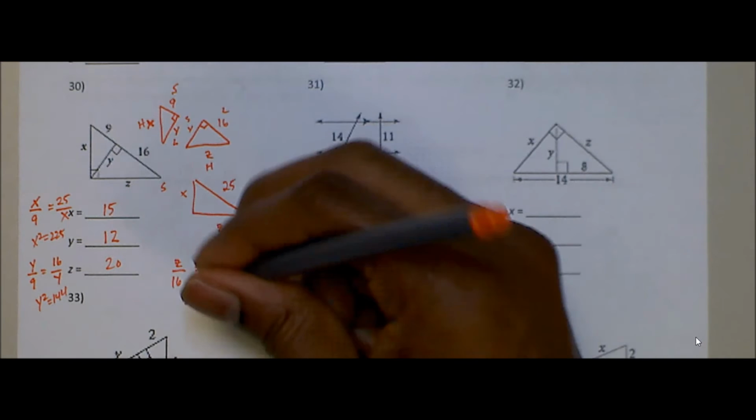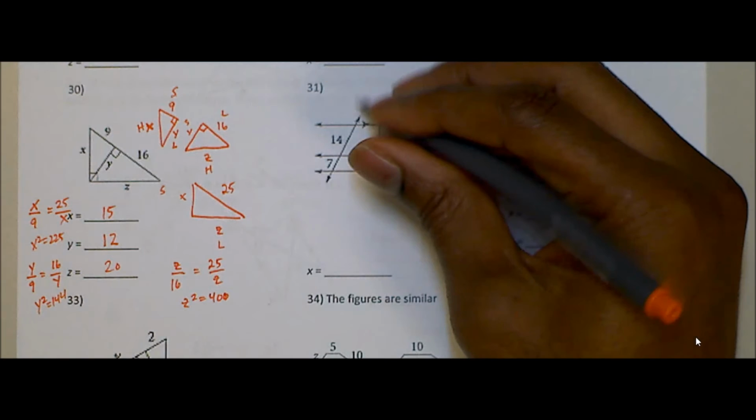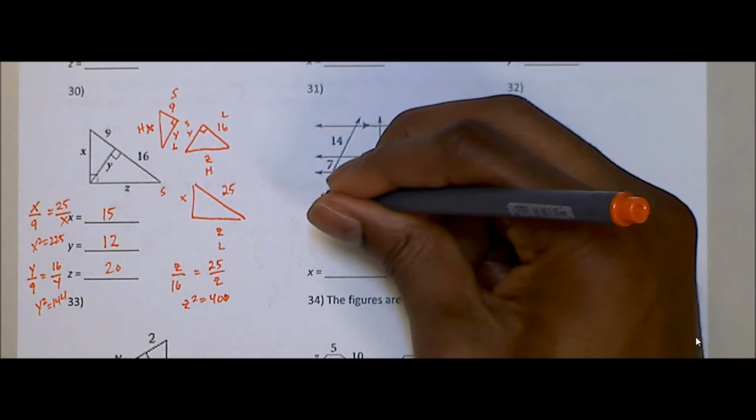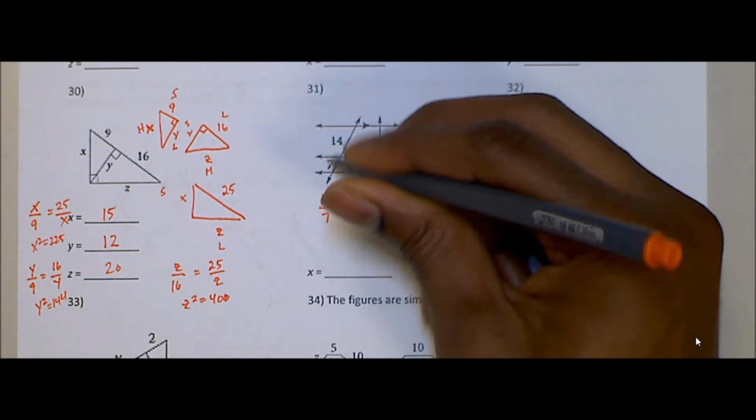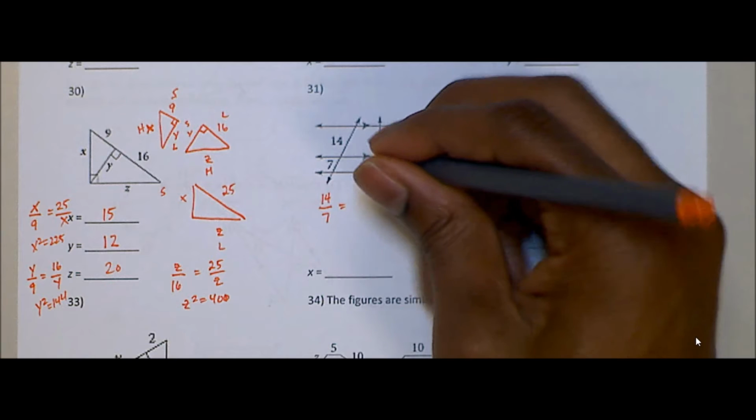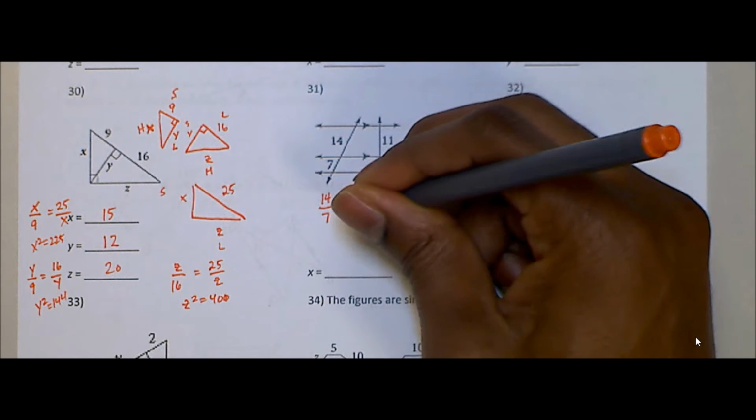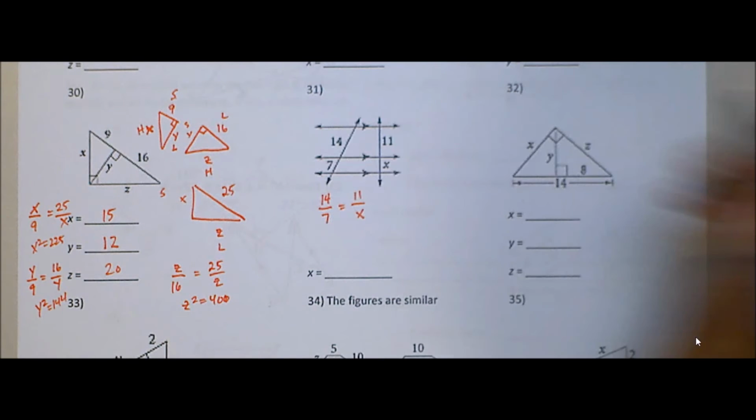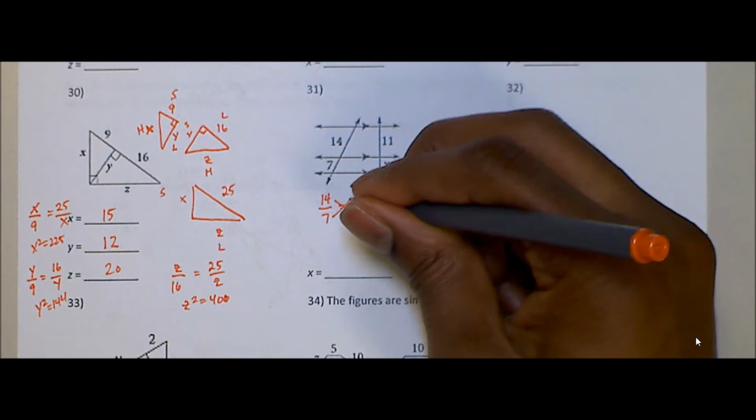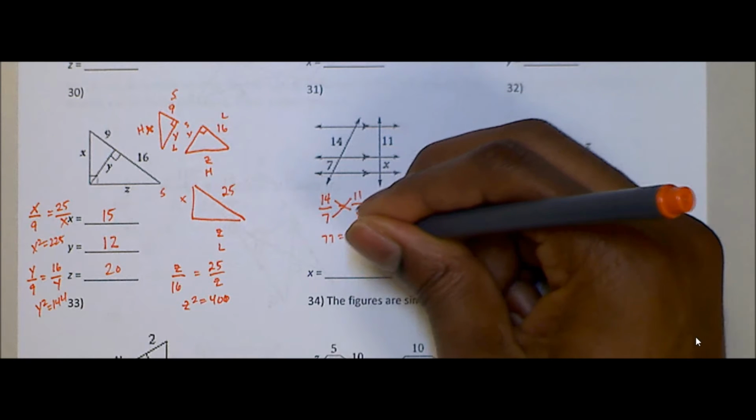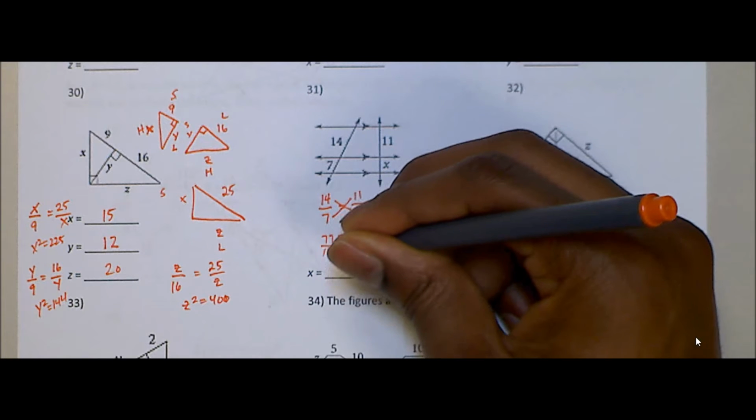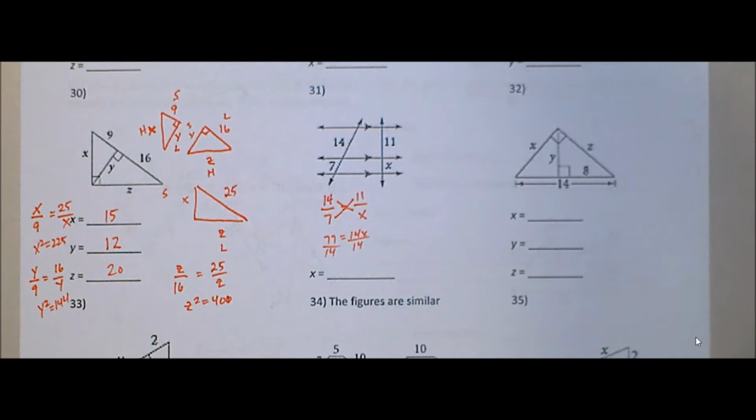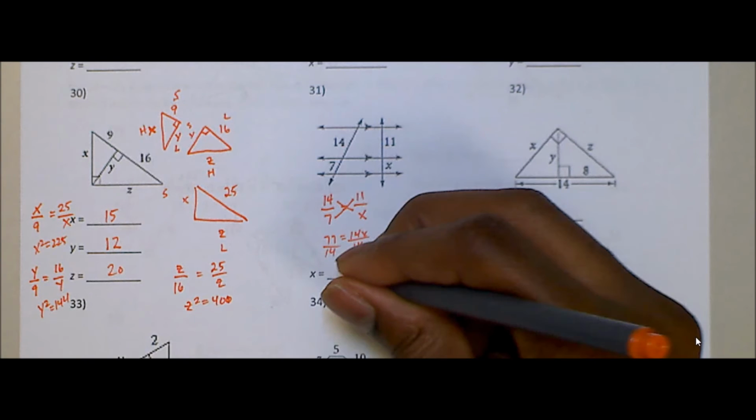Okay, so the next problem, 31, a little less involved here, really. Side splitter corollary. If it works in a triangle, it must work with these lines as well. Cross multiply, 77 equals 14x. Divide both sides by 14. And we should get 5.5.